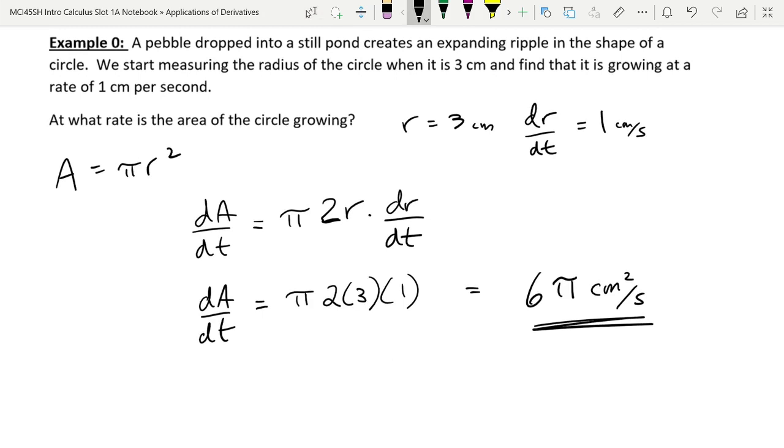Okay, I got a question over here. Why is it centimeters squared? Because radius is in centimeters, and this rate is in centimeters per second, right? So think of it as centimeters times centimeters per second, so that's centimeters squared per second, which makes sense because area is in a squared unit. Does that make sense?